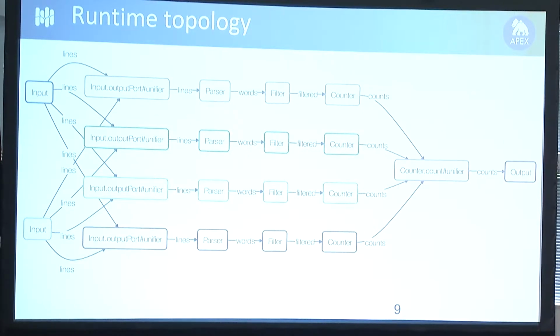Then we said filter and counter are parallel partitions. So 4 partitions got created for filter and counter. And finally, for the output, we didn't specify any partitioning. So all the results of those 4 partitions got sent to a single unifier before being output, right?